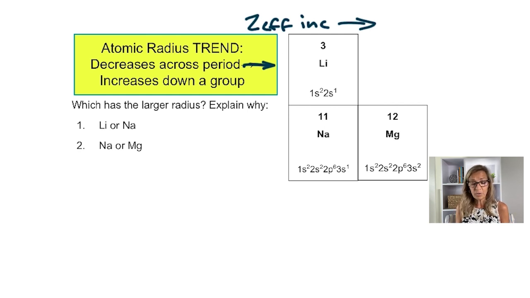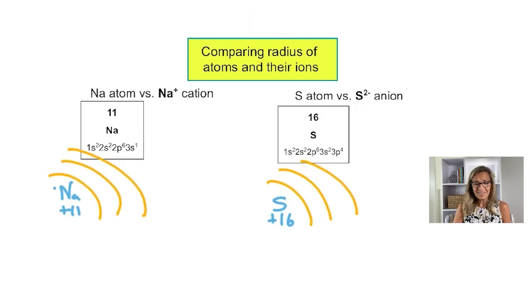Now, as we go down a group, the atomic radius increases, and this makes total sense because every time we go down a period, we are adding a whole new energy level. For example, from lithium to sodium, we go from 2s to 3s, and so they get physically larger every time we add an energy level. So in this case, the sodium would be larger than lithium. Now, sodium versus magnesium, remember, as we go to the right, effective nuclear charge increases, so the radius decreases. So sodium is larger.